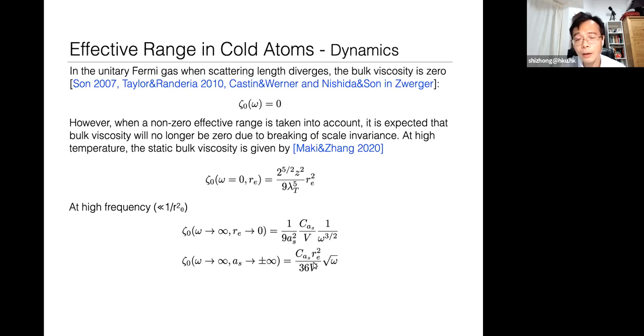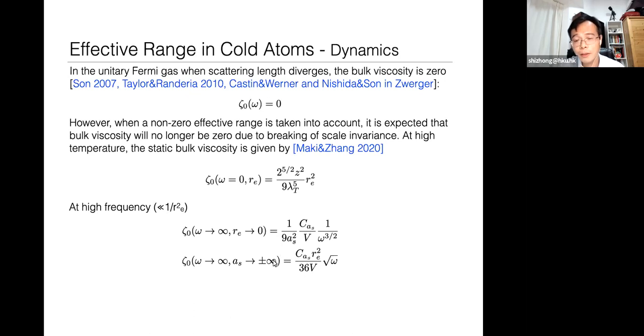So here it gives you a square root of omega dependence, in contrast to the 1 over omega^(3/2) dependence. Which means that there is a divergence of the bulk viscosity at high frequency, which goes like the square root of omega with a coefficient given by r_e squared, the effective range squared. C is the so-called contact, but at resonance, it's simply a number that you can regard as a constant.